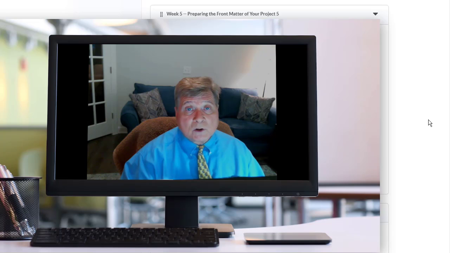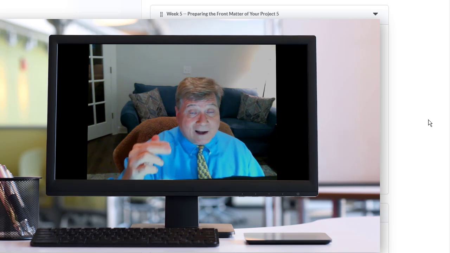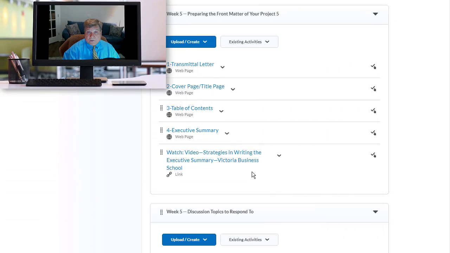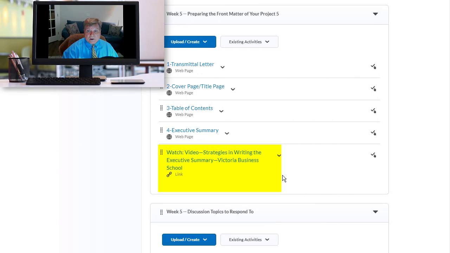The main thing that I'm looking for is that you now know what the major sections of the report are. In other words, what subtitles or subheadings you're going to use. And you also know the order in which those sections are going to appear. That's the main thing that I'm looking for in this rough draft of the table of contents and the executive summary. To help you with the executive summary, there's a video here by Andy Cavanaugh that takes you through a sample executive summary.